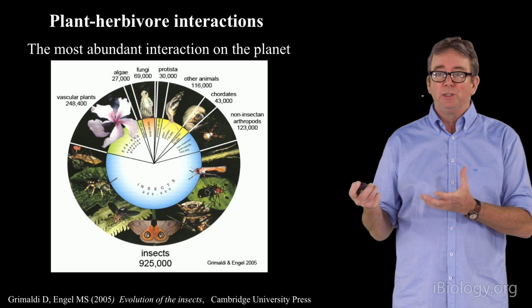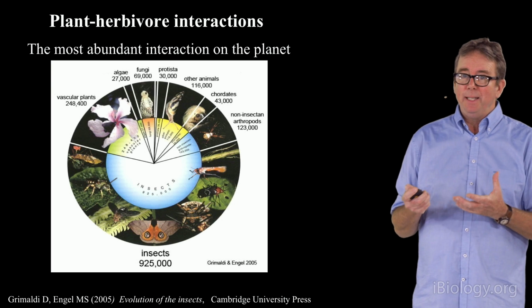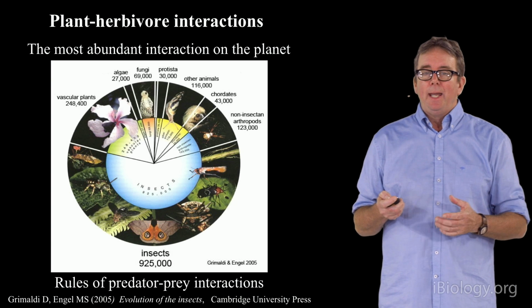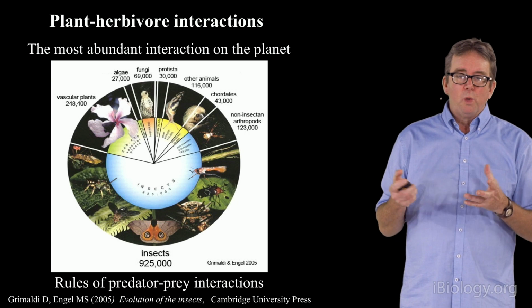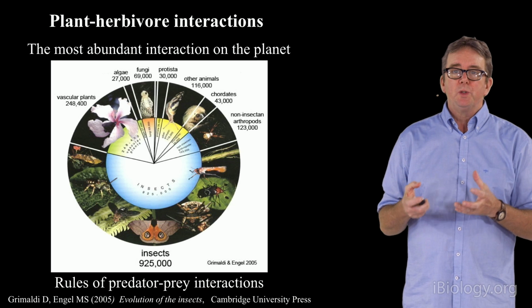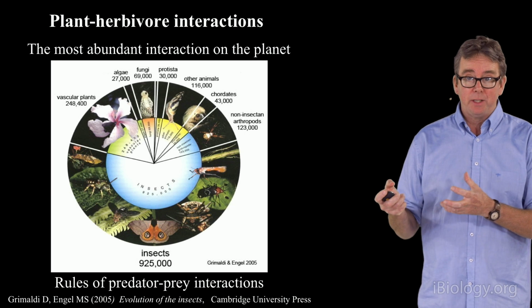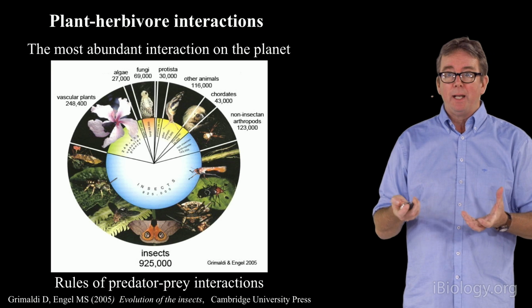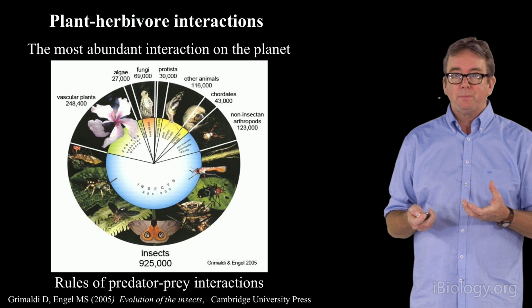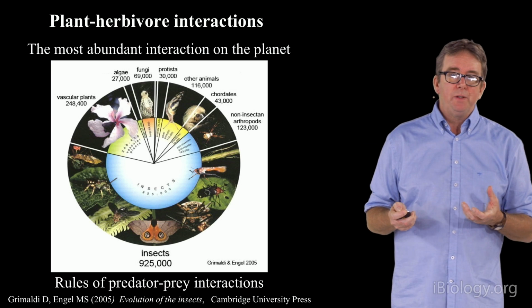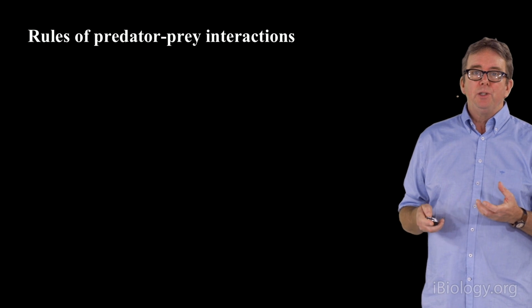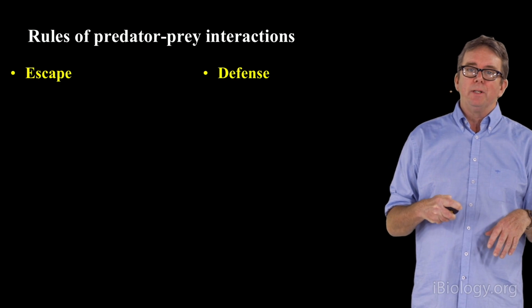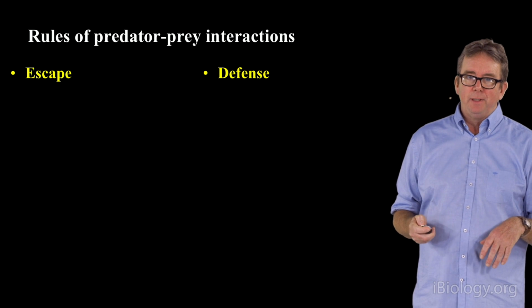The fact is that there are just so many plants that have to be eaten in order to sustain all the other animals on the planet. And as a consequence of this, it's worth considering the basic rules of predator-prey interactions to understand how they may apply to this particular plant-herbivore interaction. So there's a couple different ways of dealing with your predator. The two basic ways are that you can either escape or you can defend yourself.